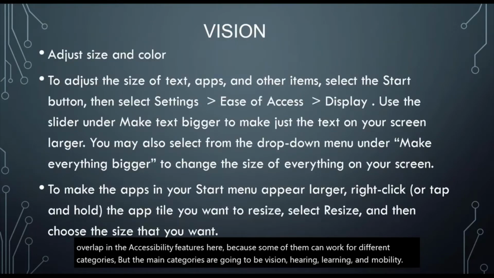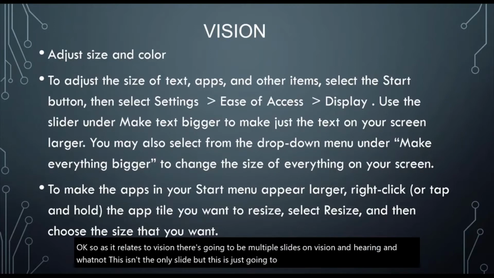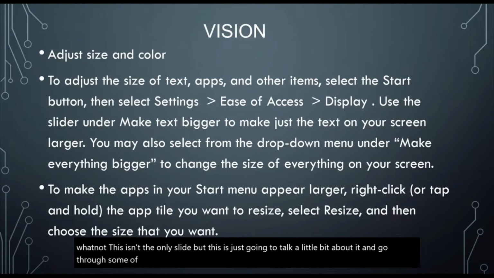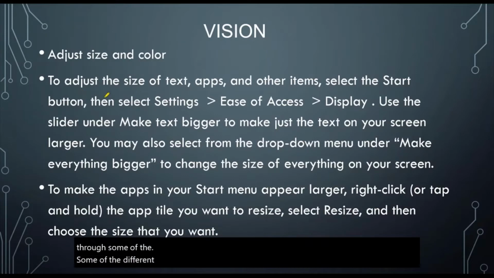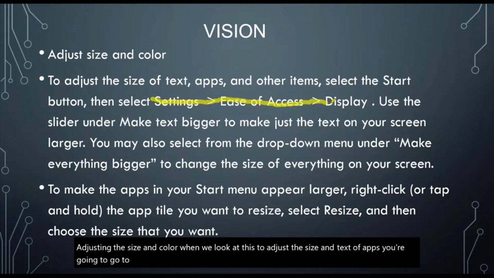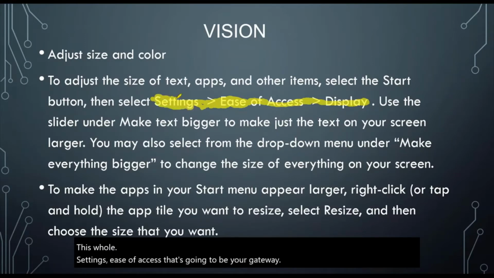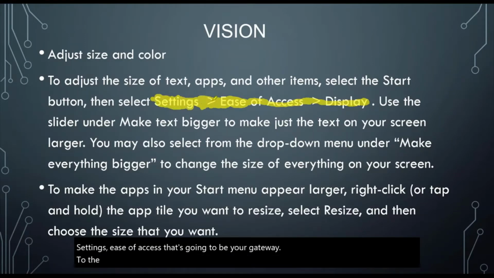Okay, so as it relates to vision, there's going to be multiple slides on vision and hearing and whatnot. This isn't the only slide, but I'm going to talk a little bit about it and go through some of the different features. So we've got adjusting the size and color. When we look at this, to adjust the size and text of apps, you're going to go to settings, ease of access, and display. So this right here, this whole settings, ease of access, that's going to be your gateway to the accessibility features in Windows. So we're actually going to be using that a lot.